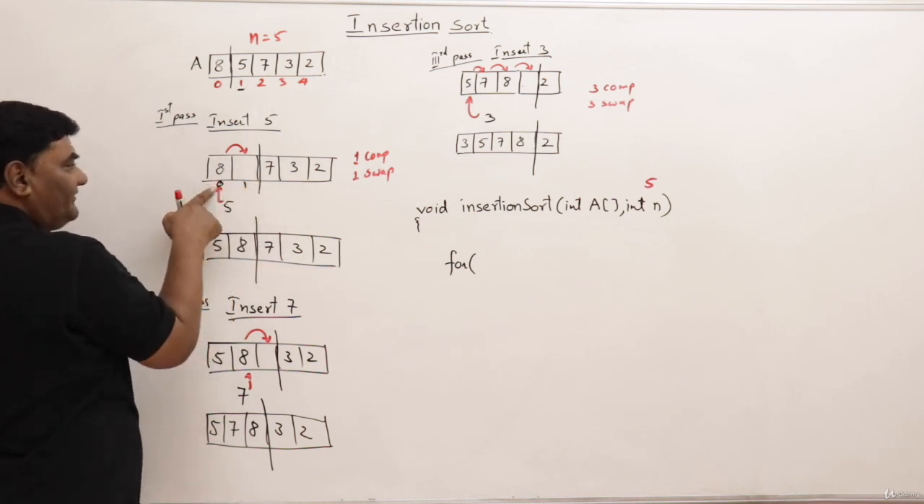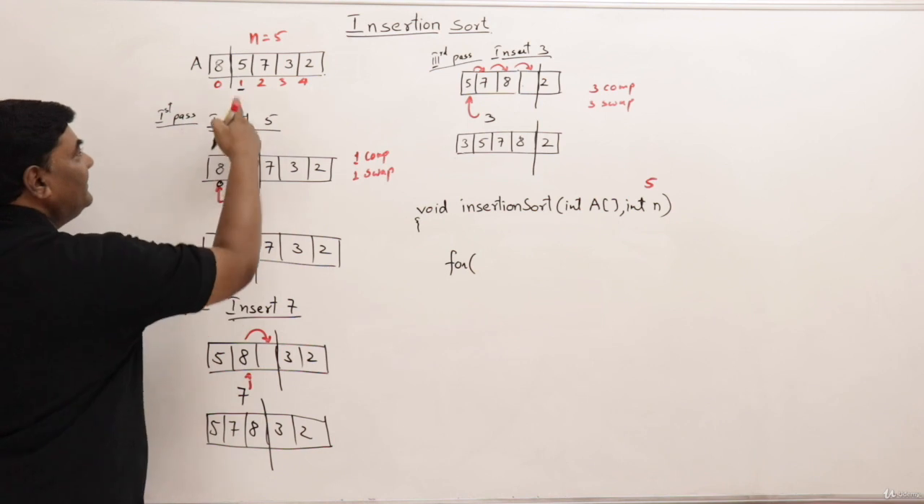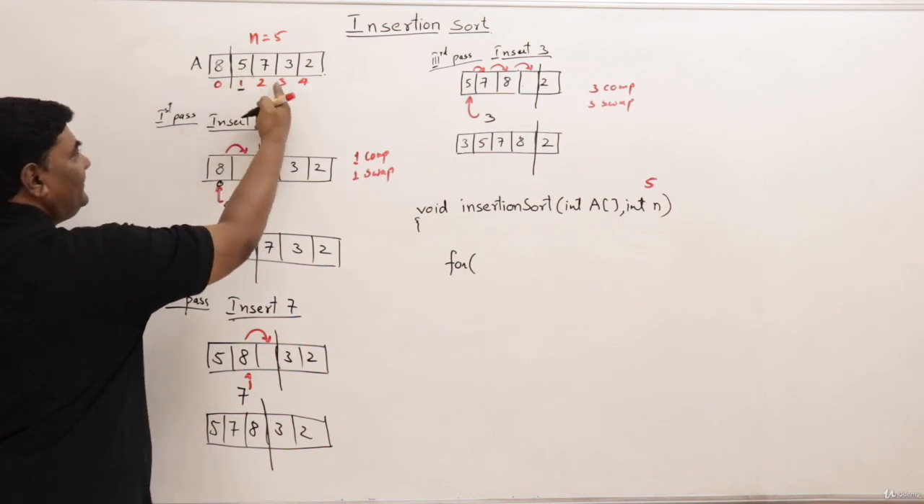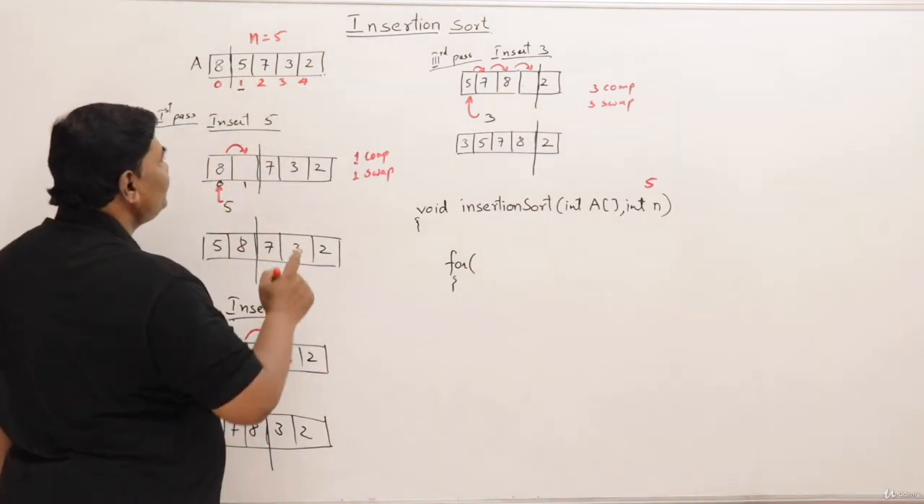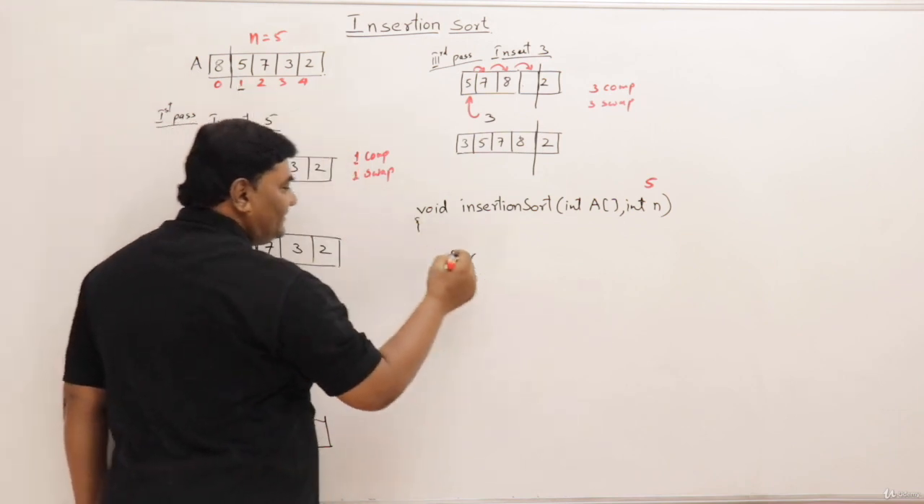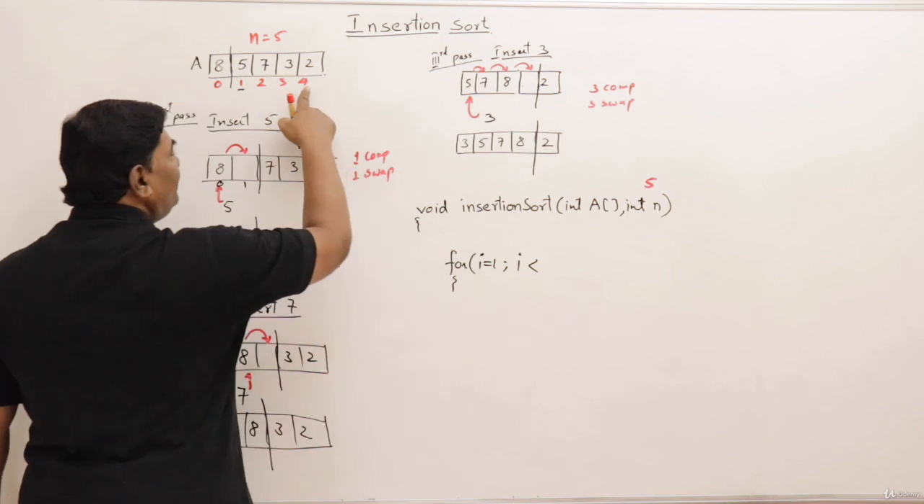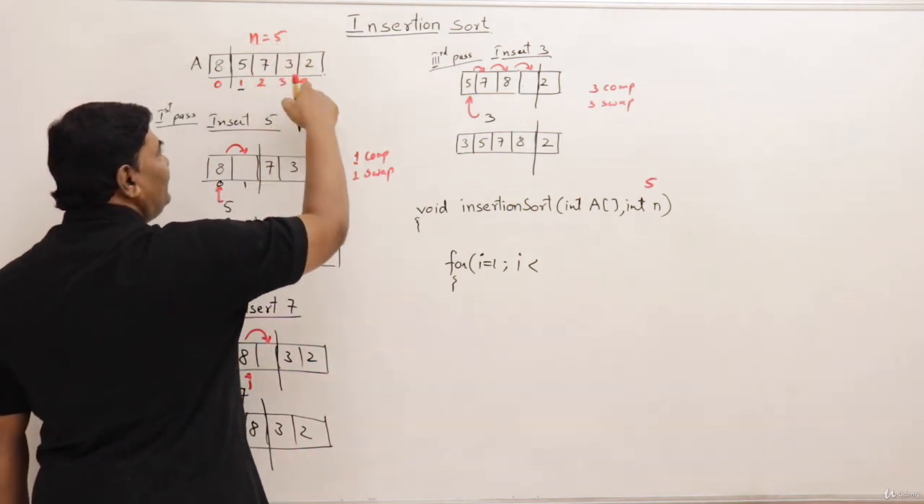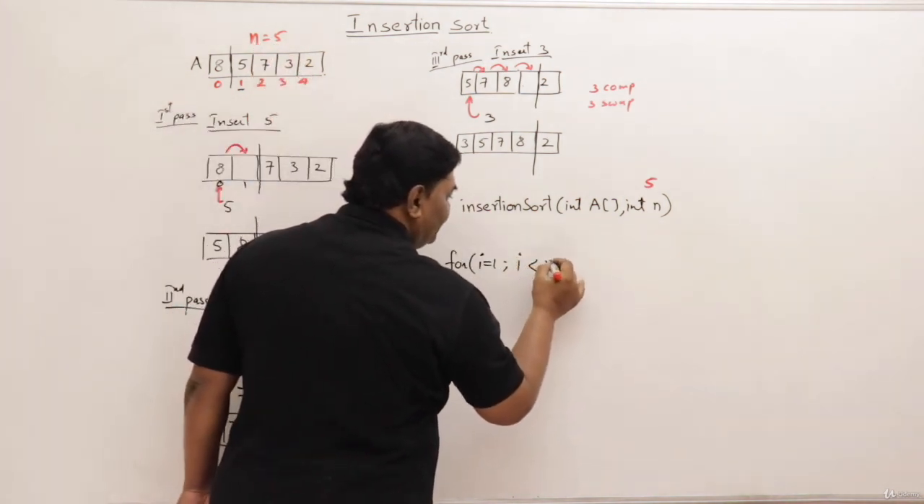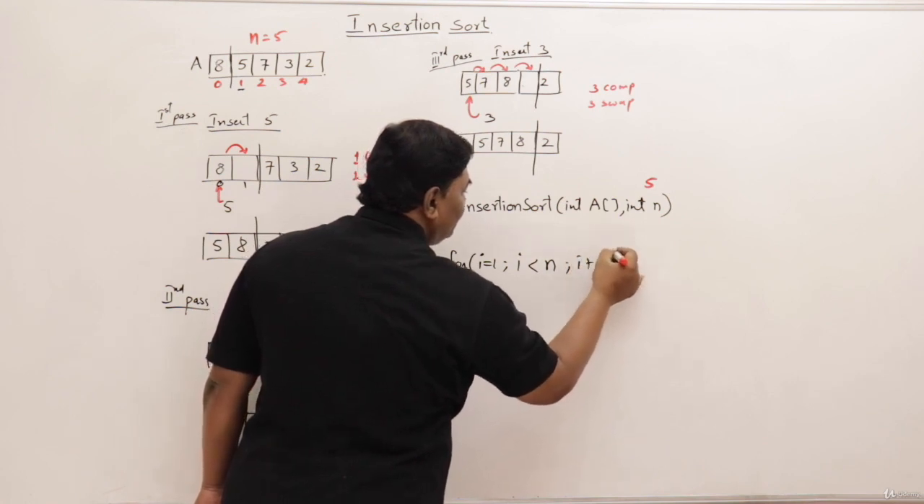So we don't have to start from 0, we have to start from 1. So insert the element from index 1, then 2, then 3, then 4. So this loop should start from 1 onward. So i takes values from 1 and i is less than n, so less than 5. Till 4 it will go.